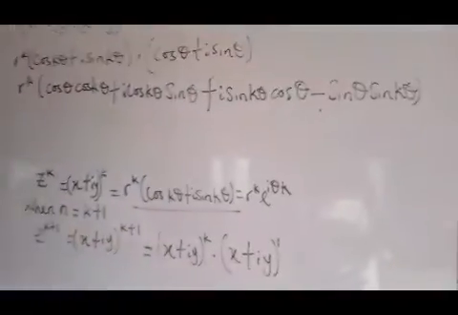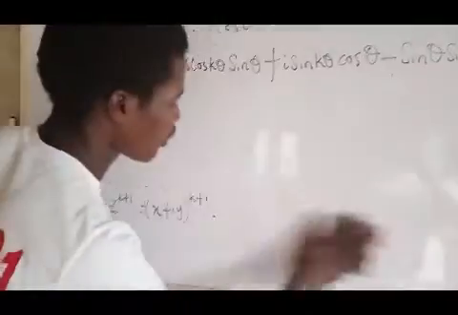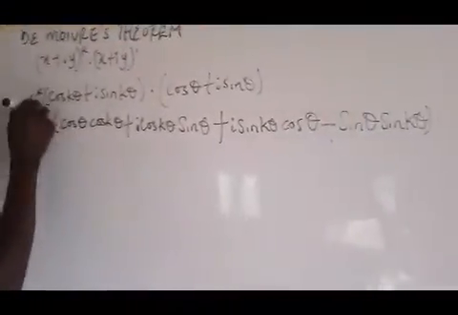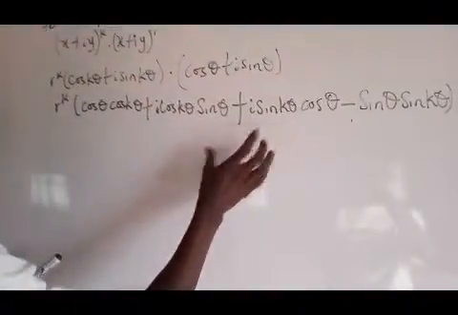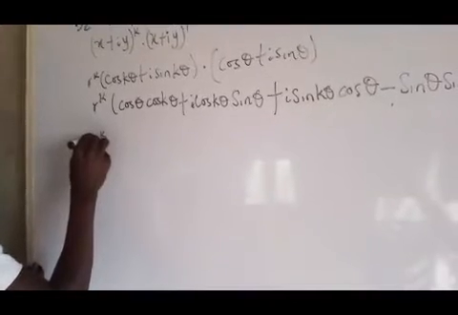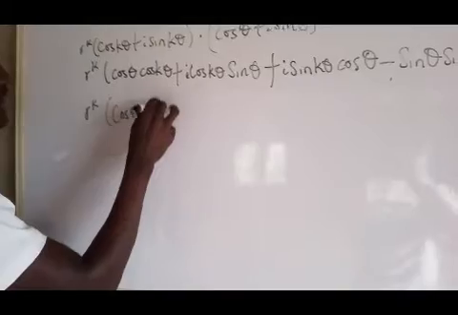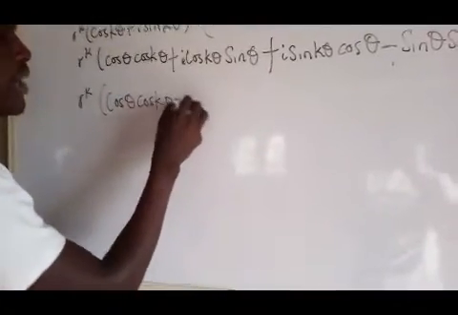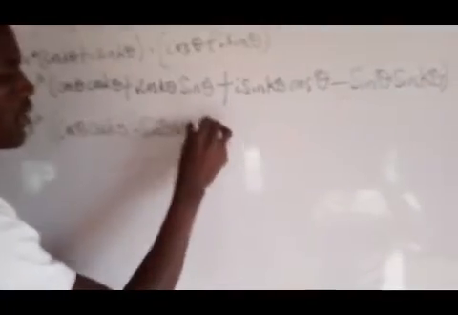All right, so do we get that now? So it's becoming a little bit simpler there. All right, so this is r raised power k. Now let's collect like terms. The ones that have I will be with the I, and the ones that don't have I will be with the ones without I. So we have r raised power k, open bracket, cos theta cos k theta minus sin theta sin k theta.